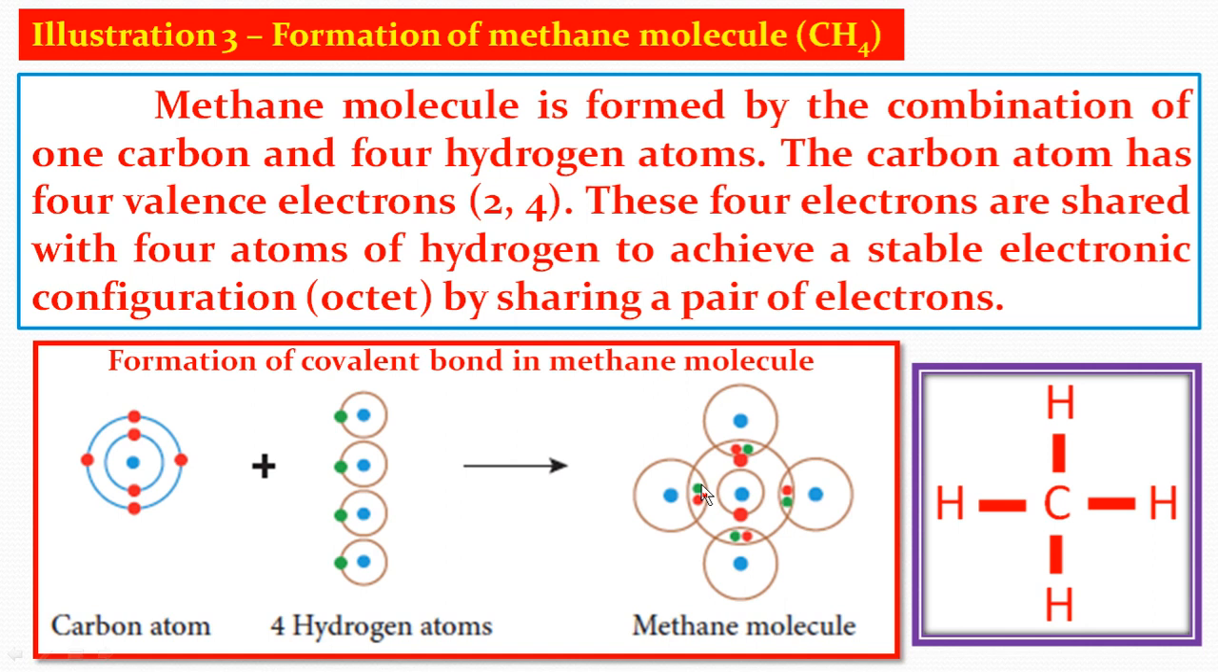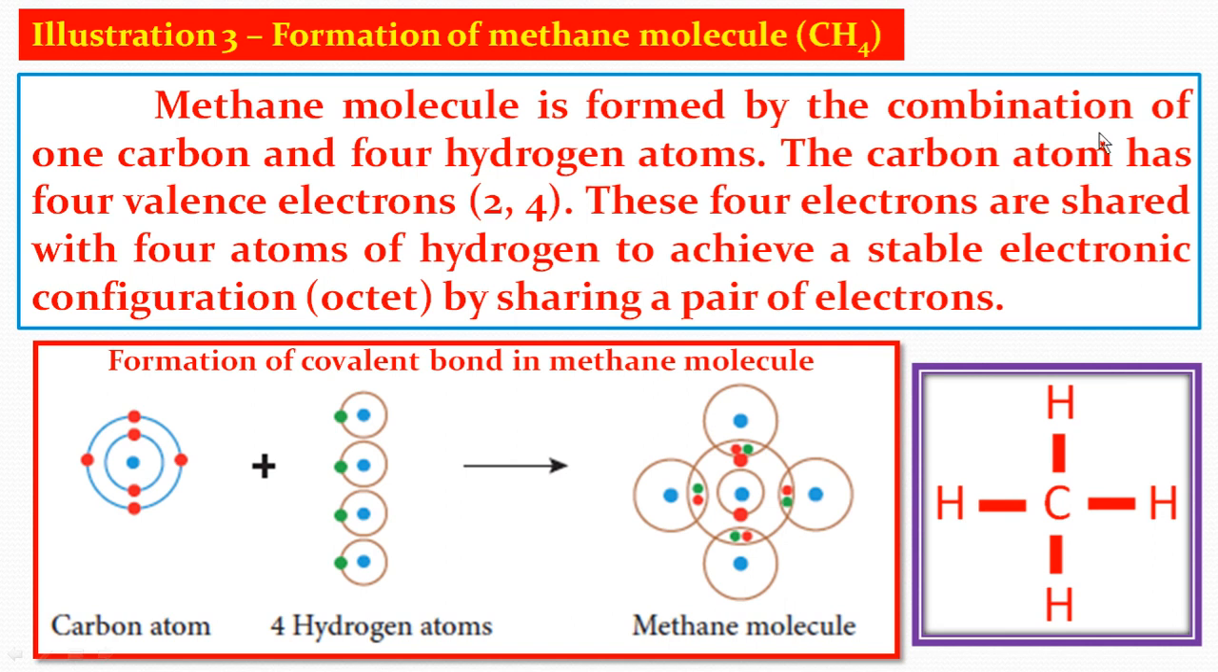So how many shared pairs are formed here? One pair of electrons, so one bond is formed here, and here another pair of electrons, so another bond is formed here. Then another pair of electrons, another bond here, and another pair of electrons here, another covalent bond. So totally 4 covalent bonds are formed between the carbon and the hydrogens. So the molecular formula of methane is CH4.